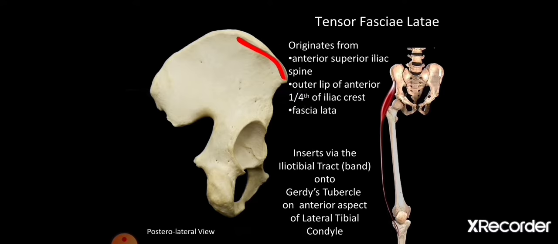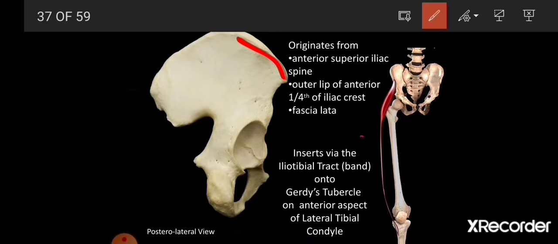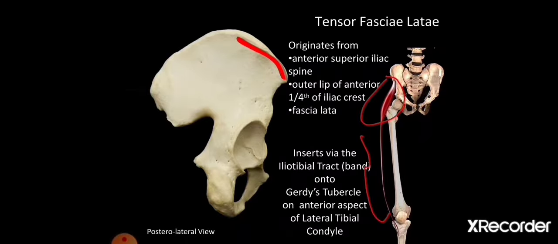Now the muscular attachments on the hip bone. On the iliac crest, the lateral lip gives attachment to the tensor fascia lata muscle. So this is the tensor fascia lata muscle inserting into the iliotibial tract. The iliotibial tract is this part, and the rest is the muscle, that is tensor fascia lata.